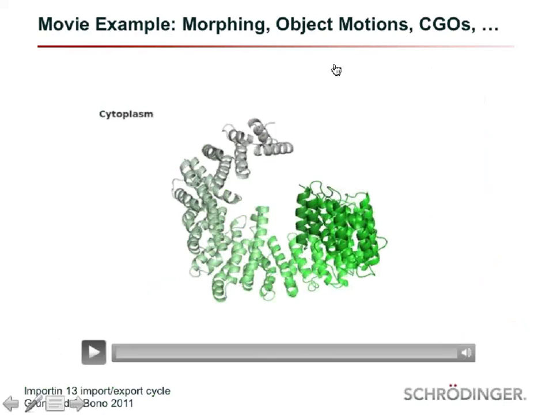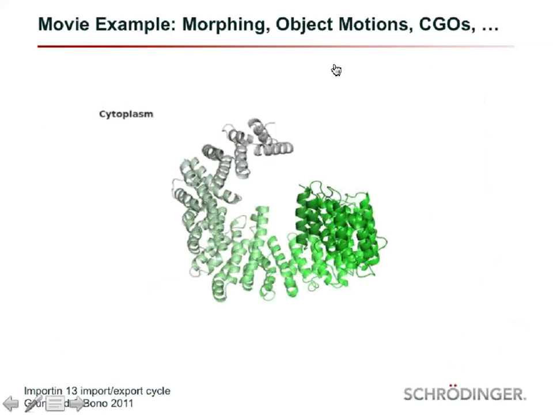I want to show you an example movie which combines object motions, camera motions, molecular morphing, and even so-called CGOs. These are compiled graphic objects, which basically means you can not only load molecular data into PyMOL, but with some scripting, you can load arbitrary geometrical objects into PyMOL and complement your scene with those. In this case, it's a simple model of a nuclear pore with a nuclear envelope where this molecule travels through because it's a nuclear transport receptor.